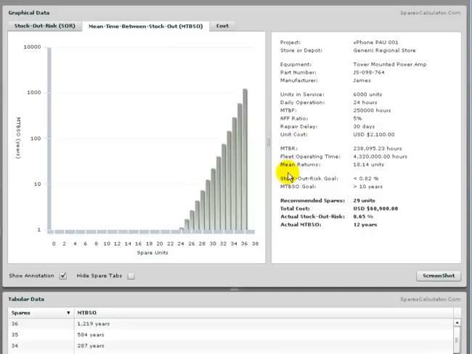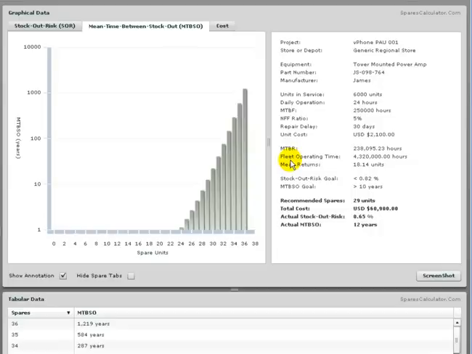The first parameter is the MTBR, which stands for mean time between removals. This is derived from the MTBF and the no-fault found ratio, and shows the mean number of hours that should elapse before equipment removal. The next parameter is the fleet operating time. This is derived by multiplying the number of units in service by the daily operating hours and the repair delay. The total fleet operating time is equal to the number of hours that the total fleet of equipment will operate whilst a unit is away for repair.